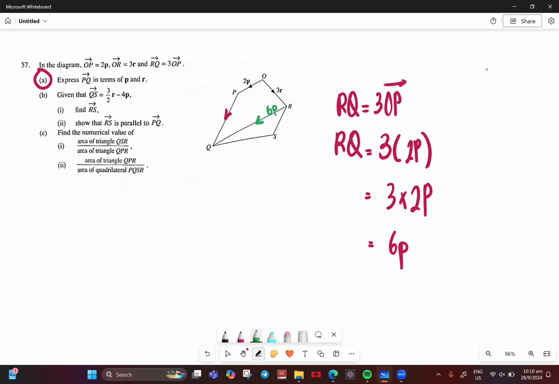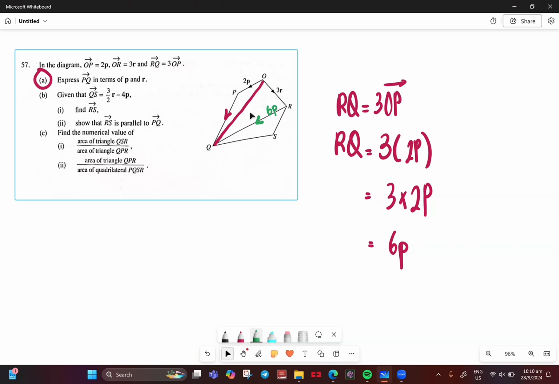What I will do is connect O to Q. I will use triangles to help me find it. That is what we call OQ. Can you see the triangles that I've drawn out? OPQ is one triangle. The second triangle I have is ORQ. And I can actually find OQ.